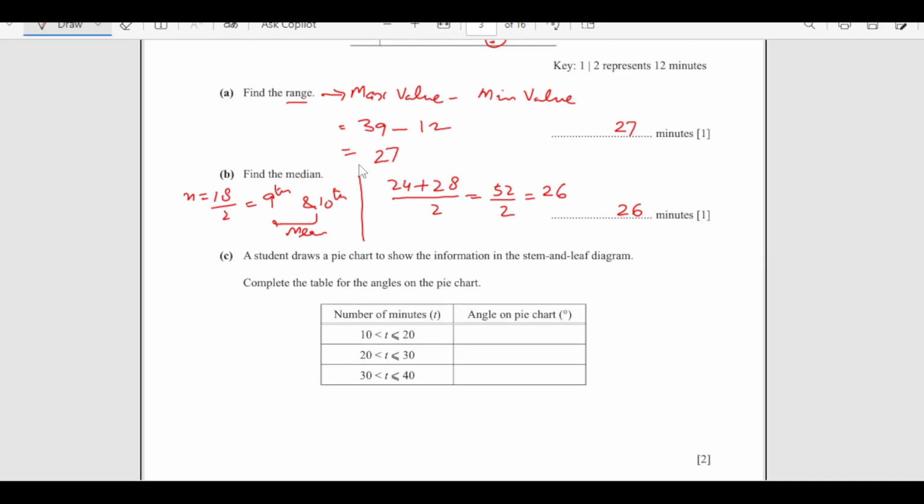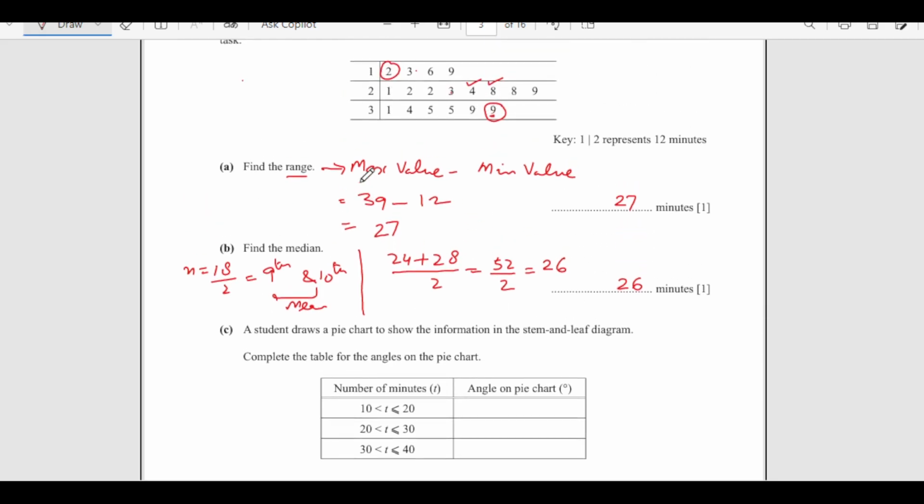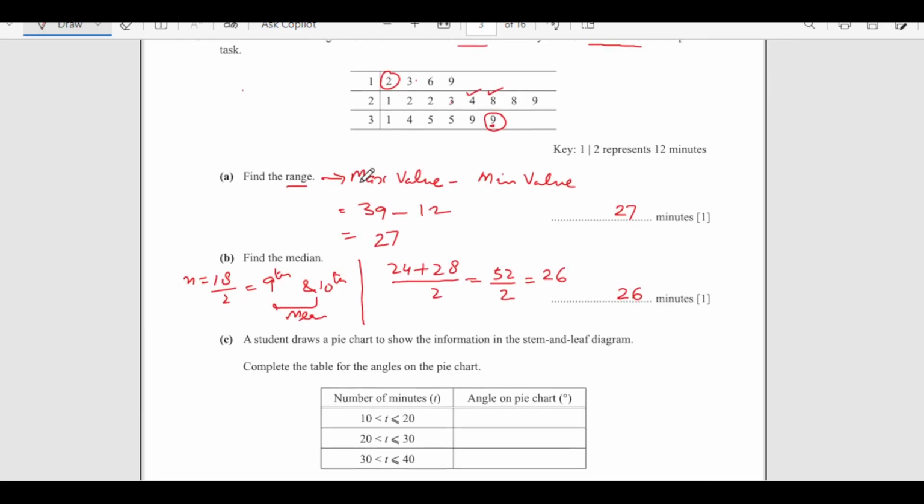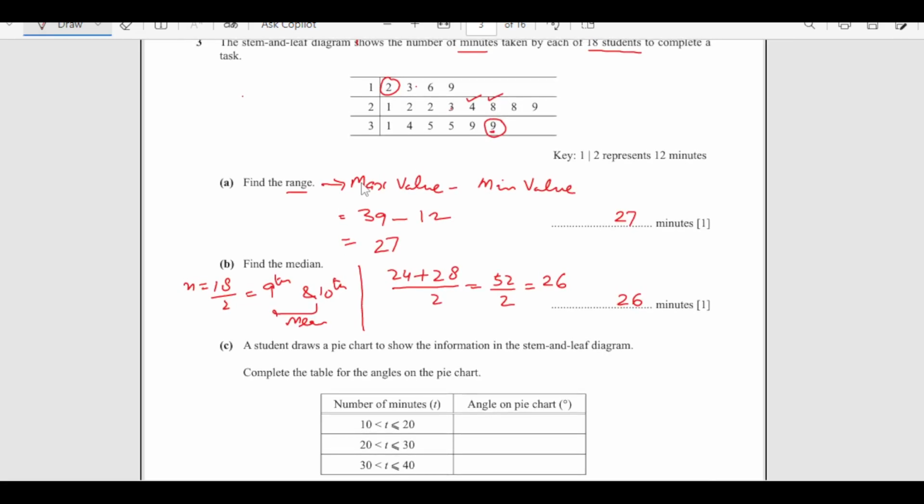So total is 18 here. Okay, so this one I will count from here. So this is number of minutes here, 10 to 20: 1, 2, 3, 4, because this is 12, up to 19. So we will put 4 over here.